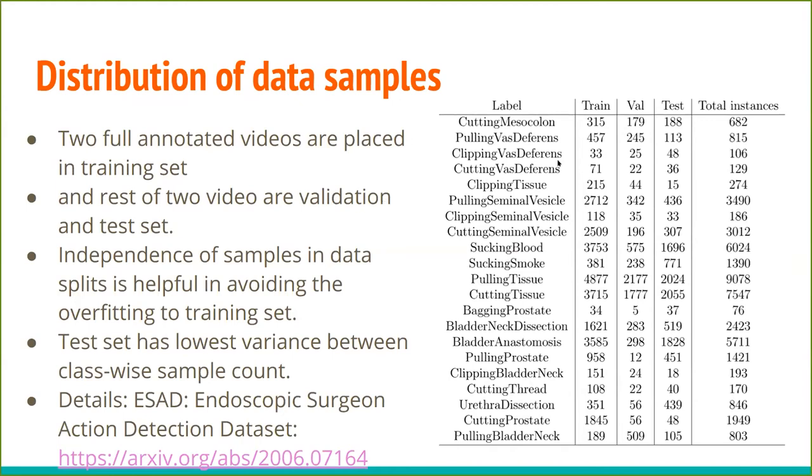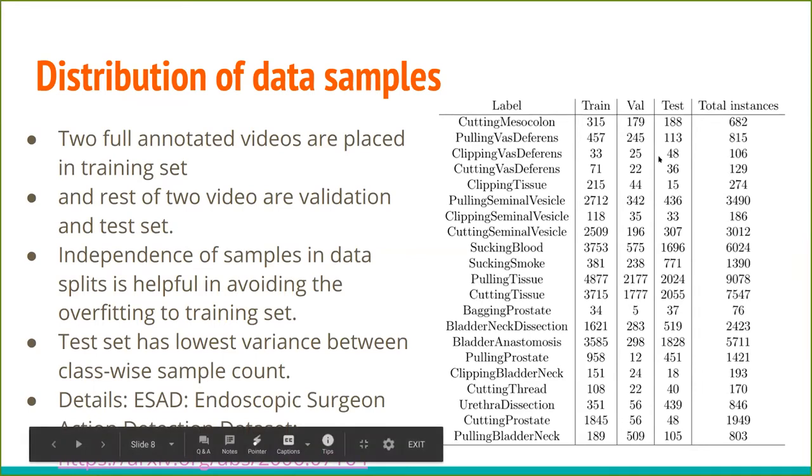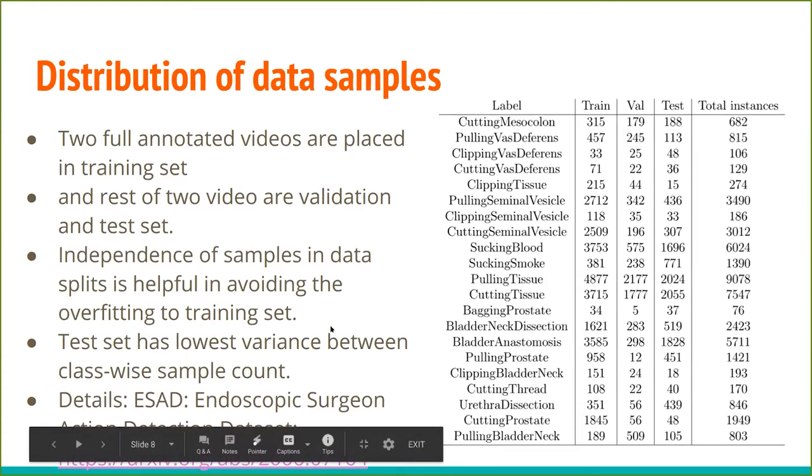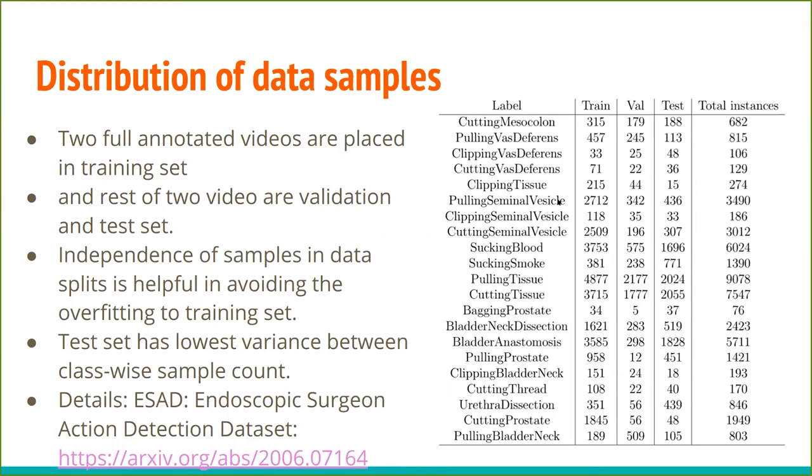This table gives the total number of samples in the data set. The first column is the training samples, the second column is the validation, and the third is the test samples. In total, we recorded 4 videos of the prostatectomy procedure. Out of those 4 videos, 2 were used for training and 1 for validation, and the last video was used for testing. For testing, we selected the video which had the lowest variance between sample counts, as you can see in training as well as validation.